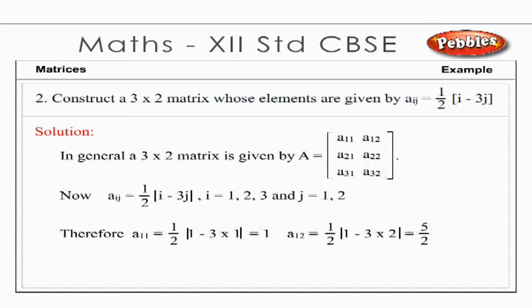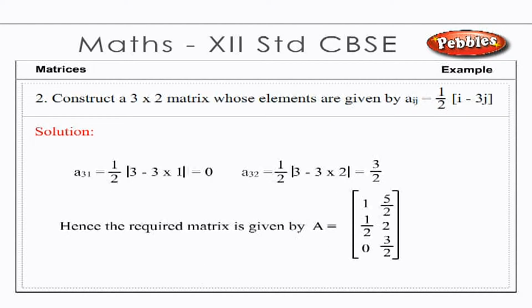Therefore, we get a11 = 1, a12 = 5/2, a21 = 1/2, a22 = 2, and a31 = 0, a32 = 3/2. Hence, the required matrix is given by A = [1, 5/2; 1/2, 2; 0, 3/2].